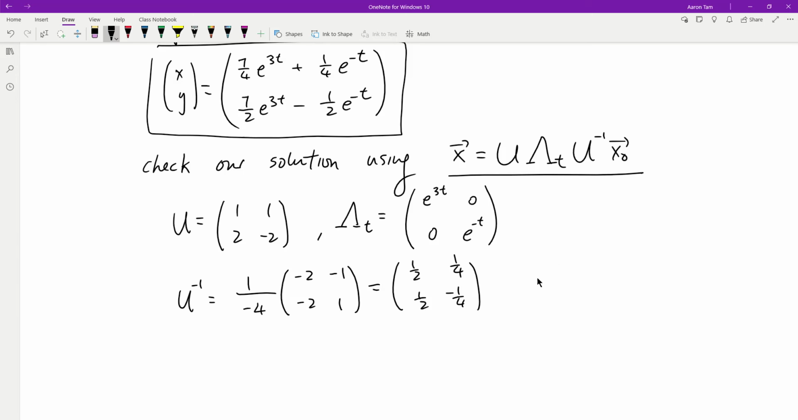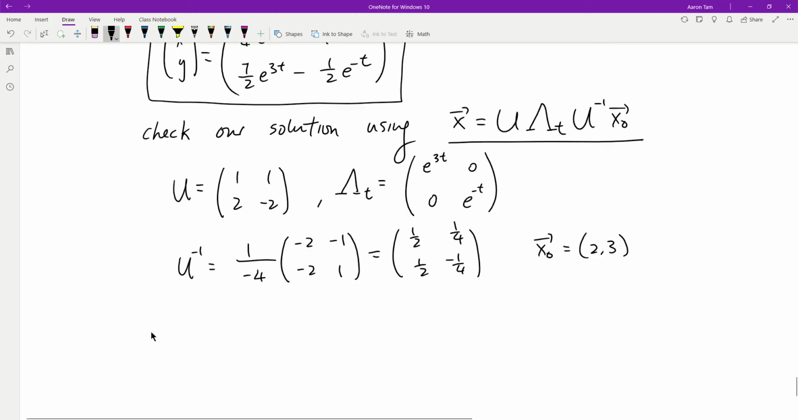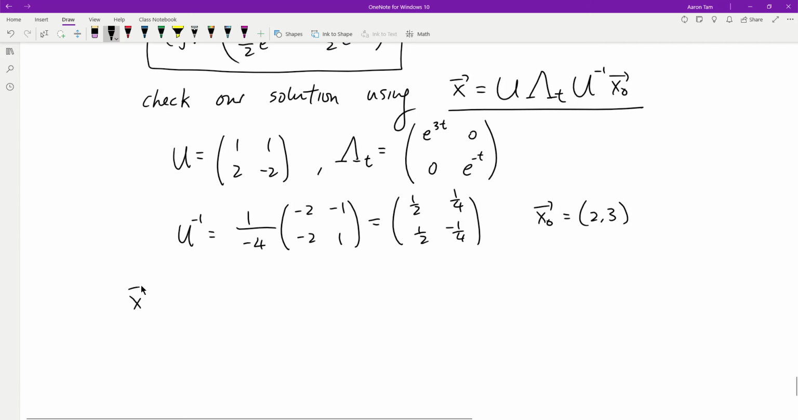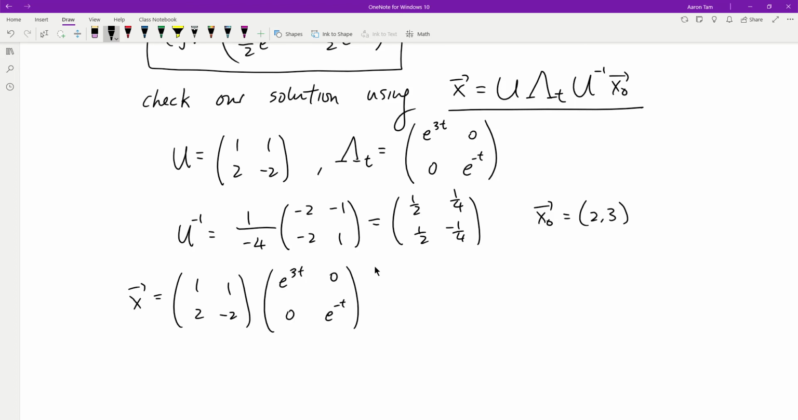We also know that our vector x sub 0 is actually 2, 3 based on our initial condition. And since we are using 0, I don't have to do any translation. So that's everything I need. So that means our solution, vector x, should equal 1, 1, 2, -2, multiplied by e to 3t, 0, 0, e to -t, multiplied by 1 over 2, 1 over 4, 1 over 2, -1 over 4, and then the vector 2, 3.